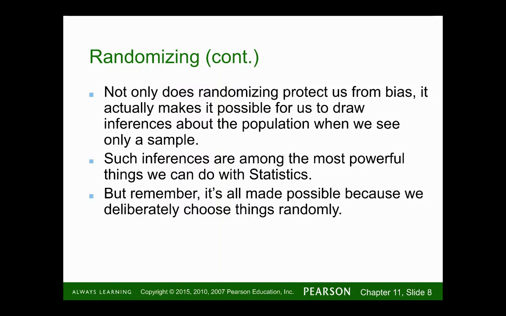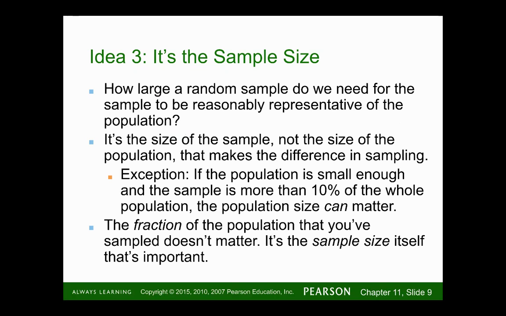Not only does randomizing protect us from bias, it actually makes it possible for us to draw inferences about the population when we see only a sample. Such inferences are among the most powerful things we could do in statistics. But remember that it's all made possible because we deliberately choose things randomly. How large of a random sample do we need for the sample to be reasonably representative of the population? Well, it's not the size of the sample, and it's not the size of the population that makes the difference in sampling.